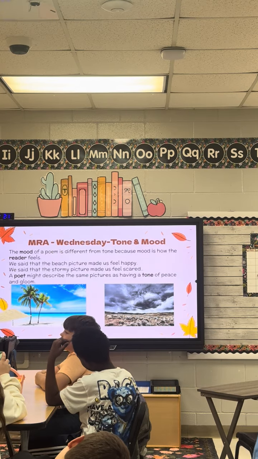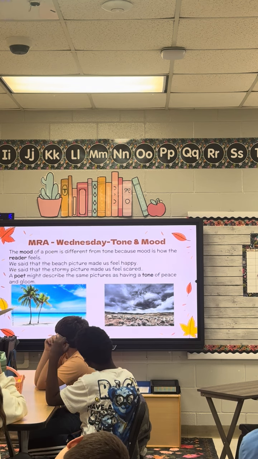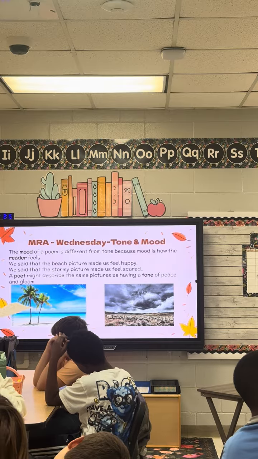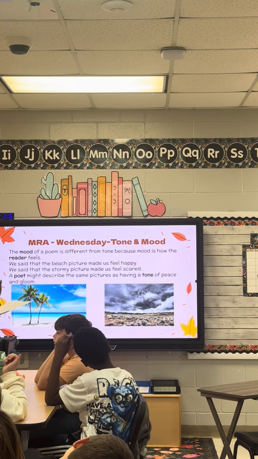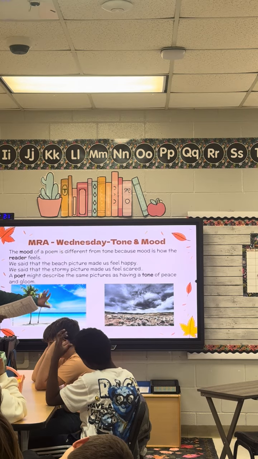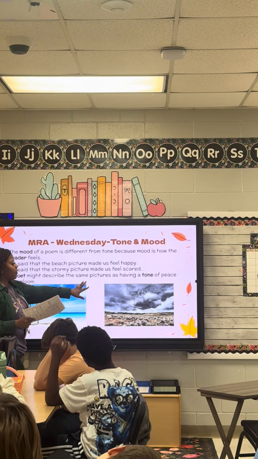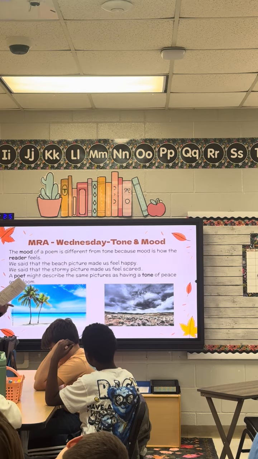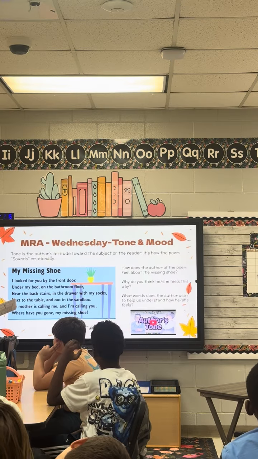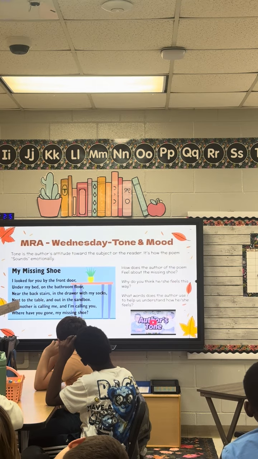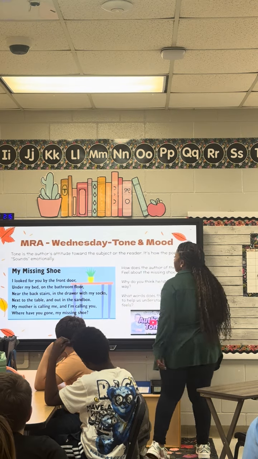Happy. And we said, most of us said that the stormy picture made us feel sad or scared, right? So a poet might describe the same pictures as having a tone of peace. They might relate this picture of the beach as peace, and they might relate this picture of a cloudy day as gloomy. Alright. So tone is the author's attitude towards the subject or the reader. It's how the poem sounds emotionally.